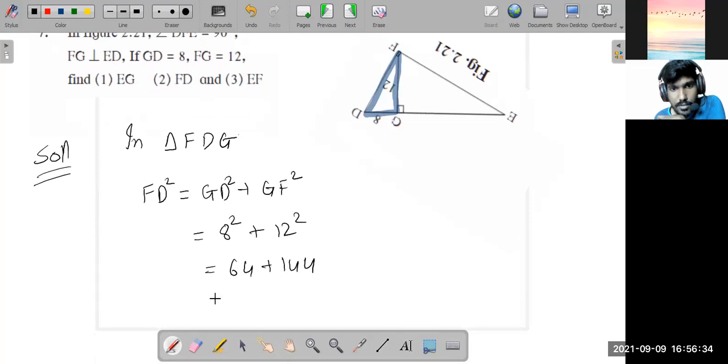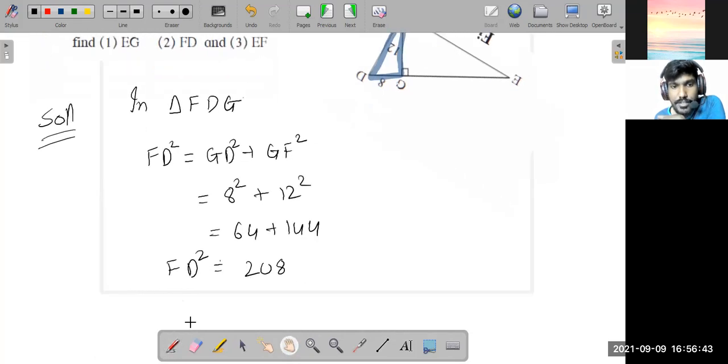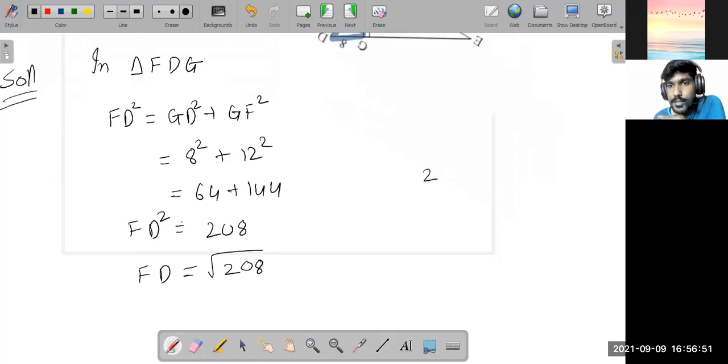That is 208. So FD square is 208. So you have to take the square root of 208. So do this by the prime factors method.